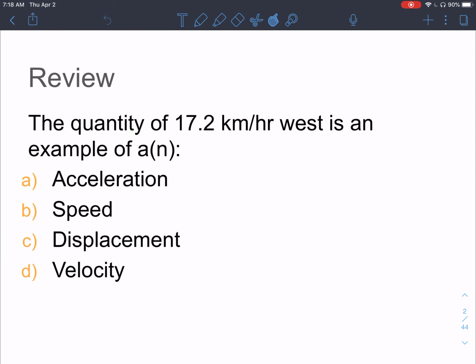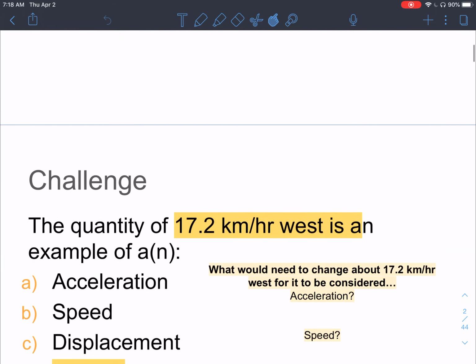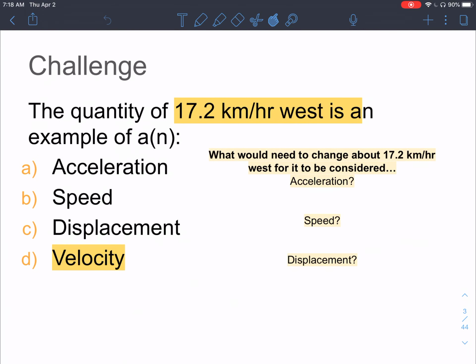All right, first thing, the quantity of 17.2 kilometers per hour west is an example of, and go ahead and choose your answer. All right, the correct answer was velocity.